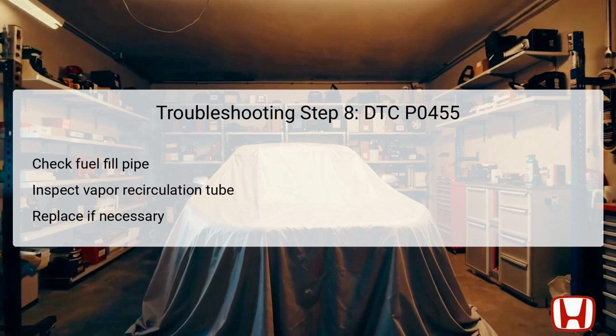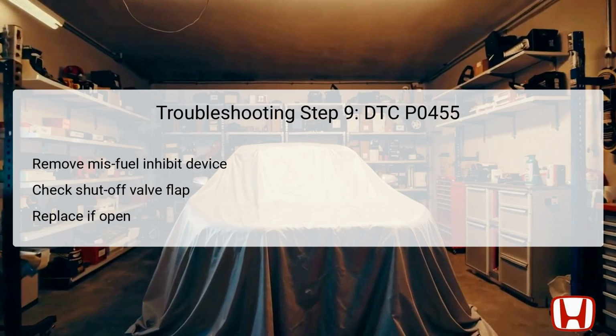In Step 8, you focus on inspecting both the fuel fill pipe and the fuel tank vapor recirculation tube for any signs of disconnection or damages. The fill pipe is crucial for providing an airtight seal during refueling, and any breach could easily lead to the large leak detected by the DTC. Ensure that both components are intact. If there is any evidence of damage or poor connections, it is imperative to replace them. Addressing issues at this stage helps in preventing fuel vapor leaks that could reset the DTC.